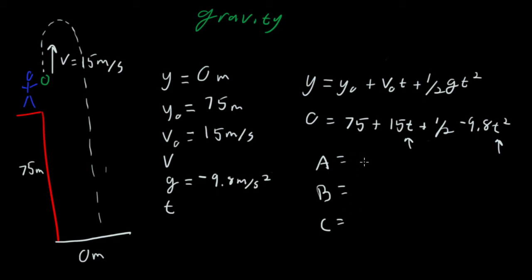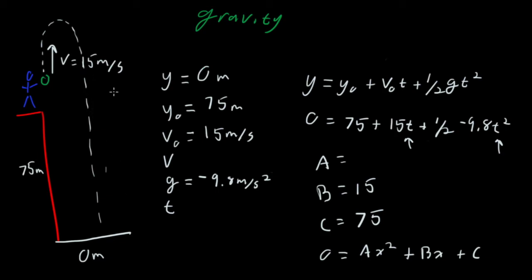A is traditionally going to be the thing that is next to the variable squared. So if this were quad form, this would be 0 equals ax squared plus bx plus c. We just have this flipped because of the way we write our displacement equation. So my c value is going to be 75. It's going to be a positive 75 because I started at a positive 75. My b value is going to be 15. It's going to be a positive 15 because my initial velocity is a positive 15. That's how I've defined my frame of reference.